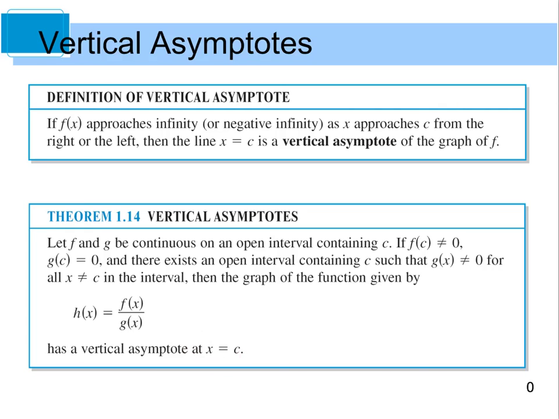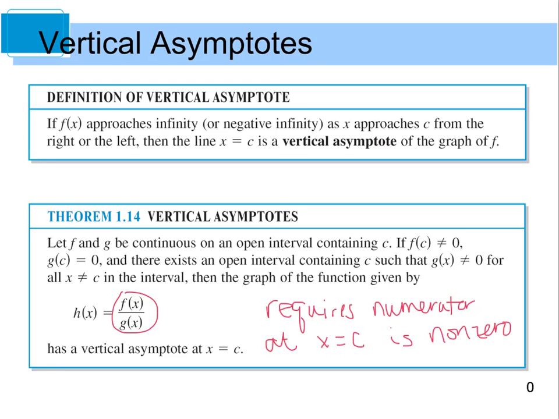Now, this is only true, or I guess it requires, maybe we should say, that the numerator, and remember that this is really a rational function, so it requires that your numerator at x equals c is a non-zero number. Because if it is 0, then you're going to end up with 0 divided by 0, which is the indeterminate form, and you can't have that.